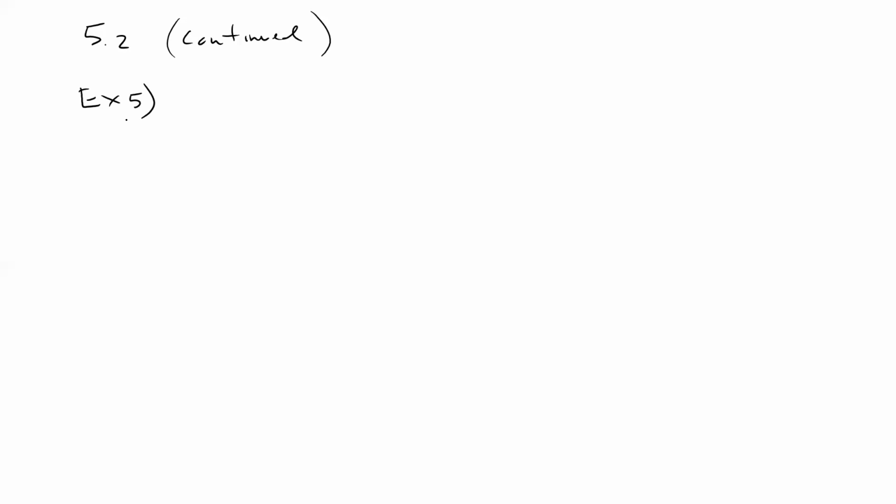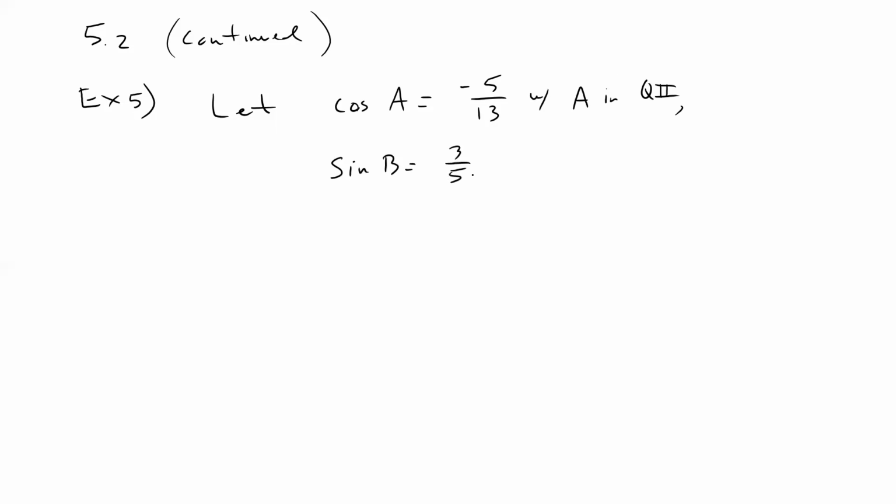And so later on, we'll have these ones. This is our first look at it here. So let cosine of A equal negative 5/13 with A in quadrant 2. Sine of B is equal to 3/5 with angle B in quadrant 1.